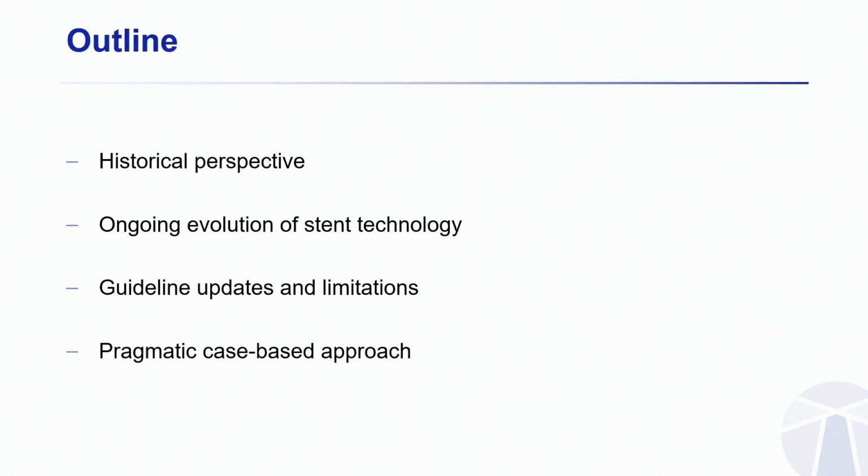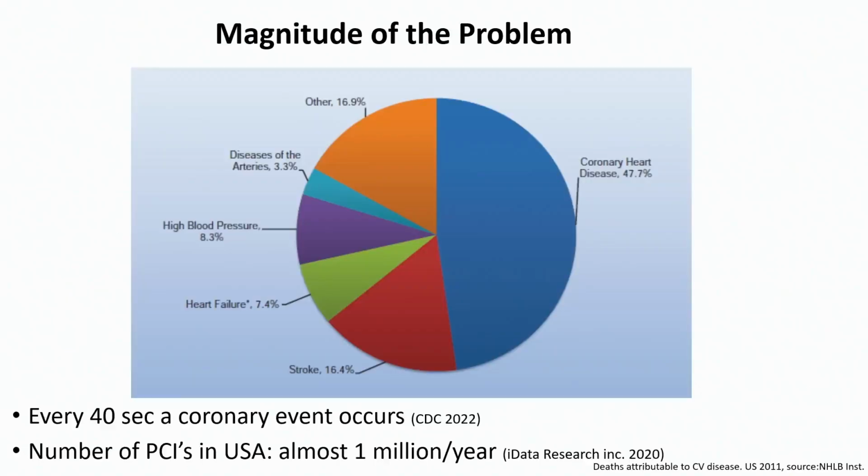So the outline of this talk will include the historical perspective. I will talk about the ongoing evolution of stent technology, which is certainly very relevant because we need to stay up to date to understand how to manage each patient. I will talk about the guidelines, which recently got updated, and then we will put it all together with a pragmatic case-based approach. So why is this an important topic?